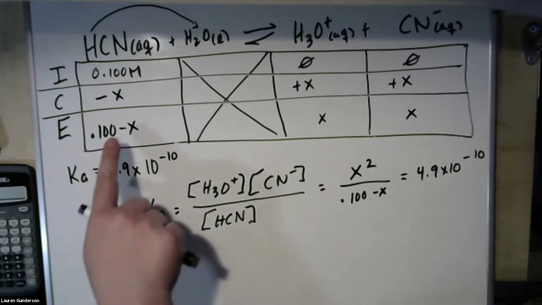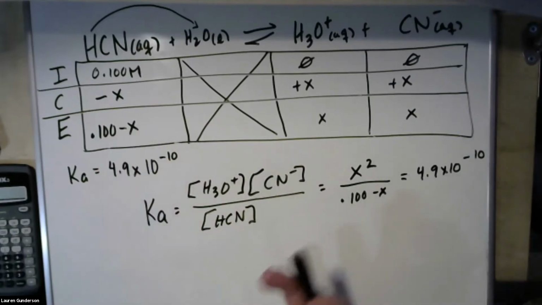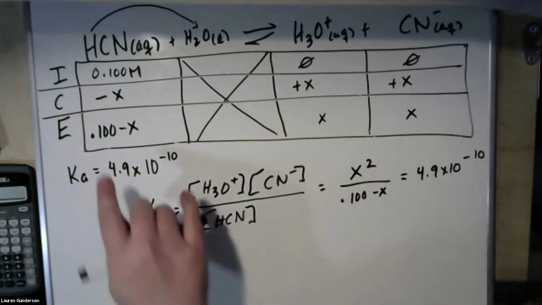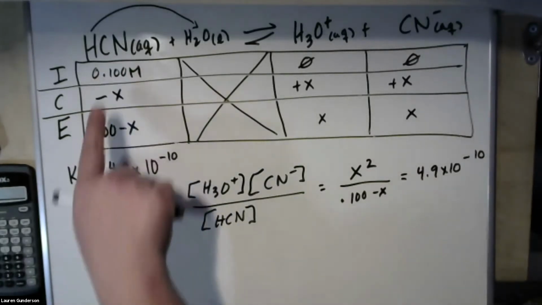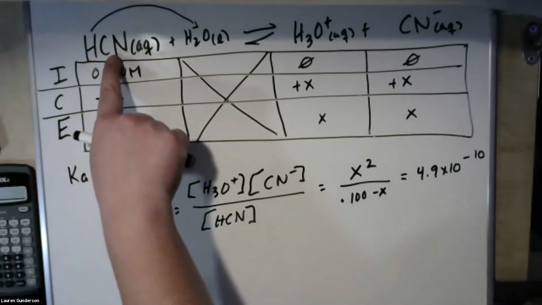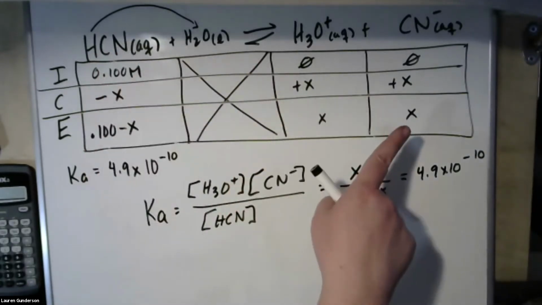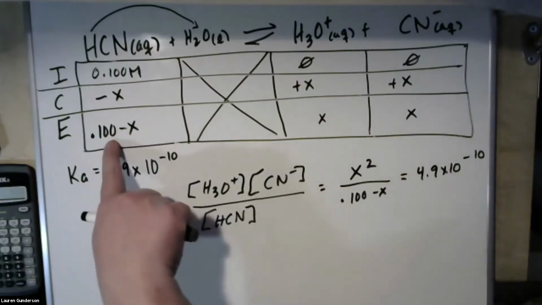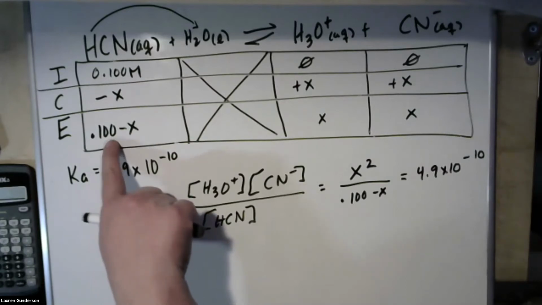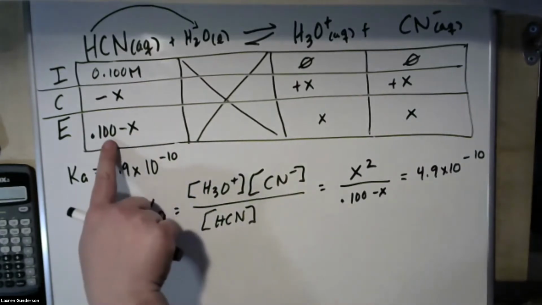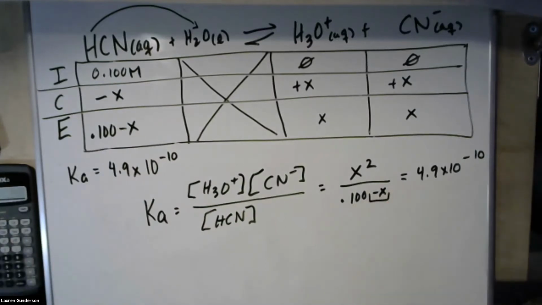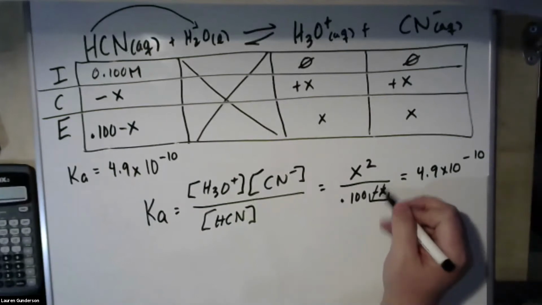Okay, so it all goes back to remembering what a small K means. A small K means that you're not forming a lot of product. That means that most of your HCN is going to stay in its molecular form and only a little bit of it is going to separate out. So if we actually remove x from our 0.1 value, the amount that we get is still going to be very close to 0.1. And that's why we can take this minus x part and take it out of our equation.